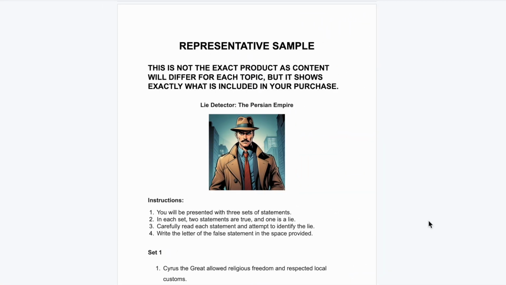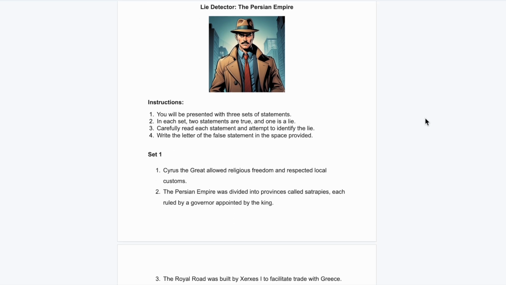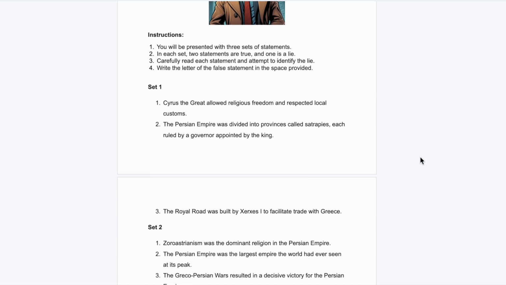Right, so next we're gonna have the lie detector worksheet. This disclaimer at the top won't be on the lie detectors themselves. This is just for this video, just so you know that it's a sample topic. So we'll have the instructions to start. It's basically a 2 truths and a lie worksheet, if you guys are familiar with that. It's gonna be 3 sets of 3 statements, and 2 of those statements are true, one's gonna be a lie. We're just asking the students to identify the lie.